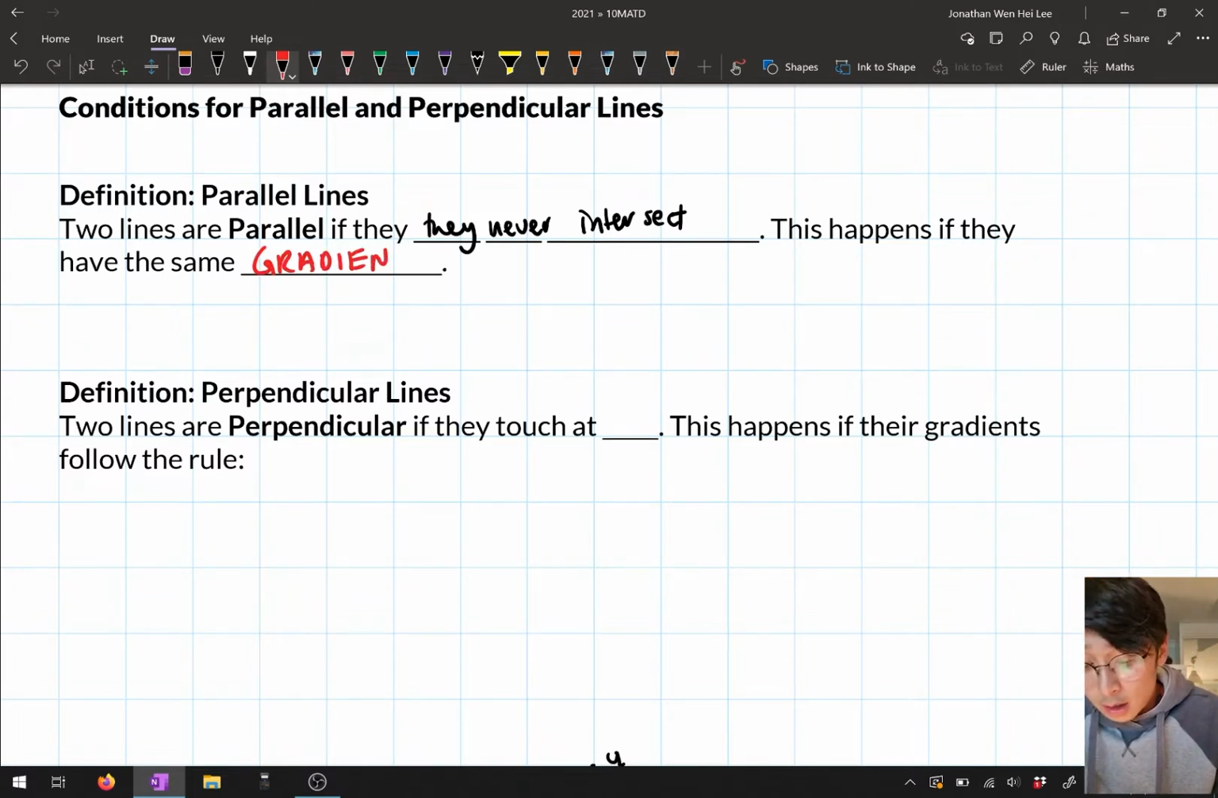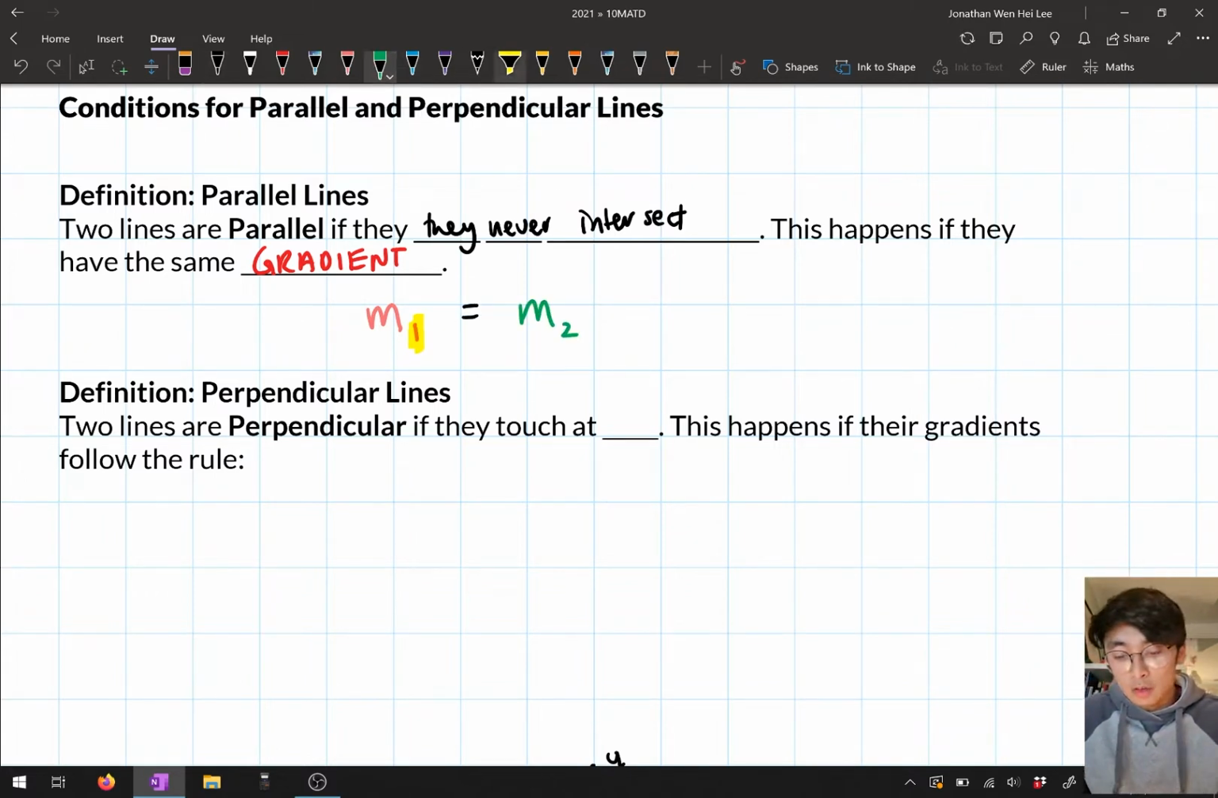In a couple of lessons ago, we talked about what the gradient is. The gradient is just a measure of how steep your line is. So if two lines have the same gradient, that means that they are parallel. So here, the general rule: m1, the gradient of our first line, that's what this 1 at the bottom tells me. If m1 is equal to m2, if the two gradients are equal, the gradient of my first line and the gradient of my second line, that means that they are parallel.